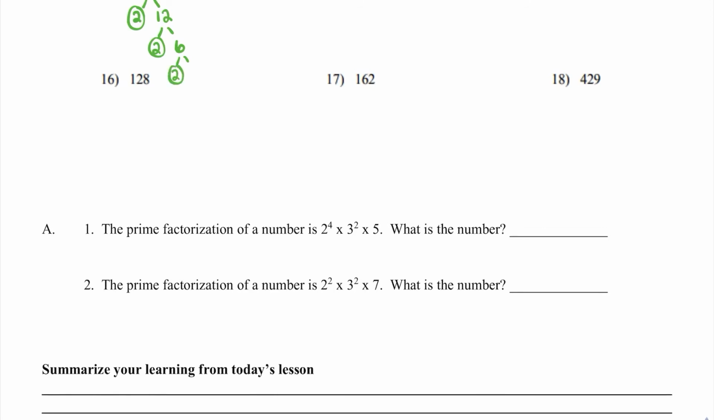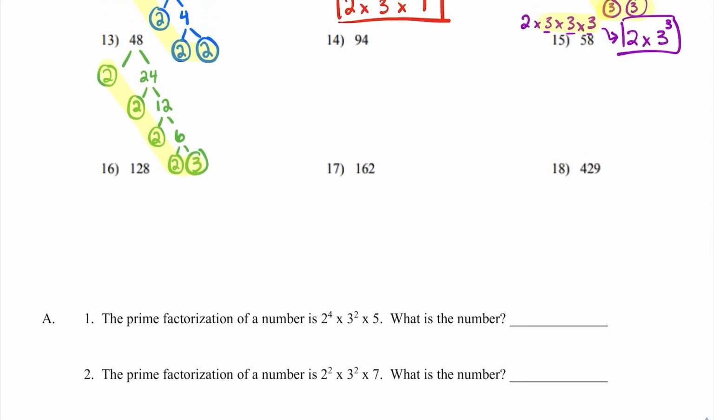There we go. And 6 is also even. So therefore 2 is my smallest prime number. And then 2 times 3 is 6. And I know that 3 is also prime. So now I'm going to highlight my prime factors, 2, 2, 2, 2, and 3.